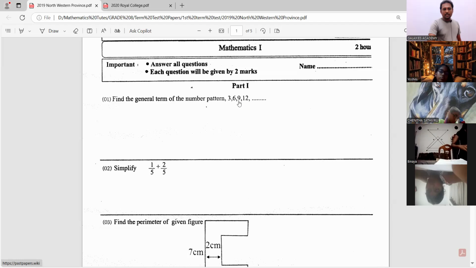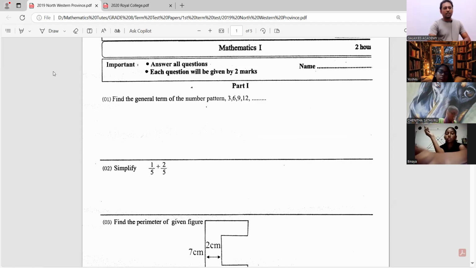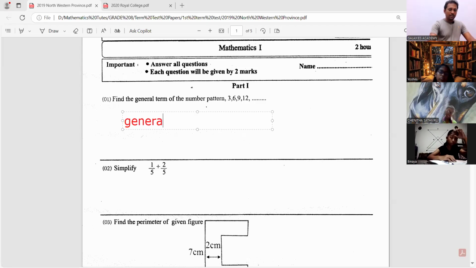You can understand this number pattern, no? 3, 6, 9, 12, and so on. What is this number pattern? Multiples of 3, right? Multiples of 3. So you can write the general term of multiples of 3. A few days ago we also discussed how you can write the general terms of the multiples.